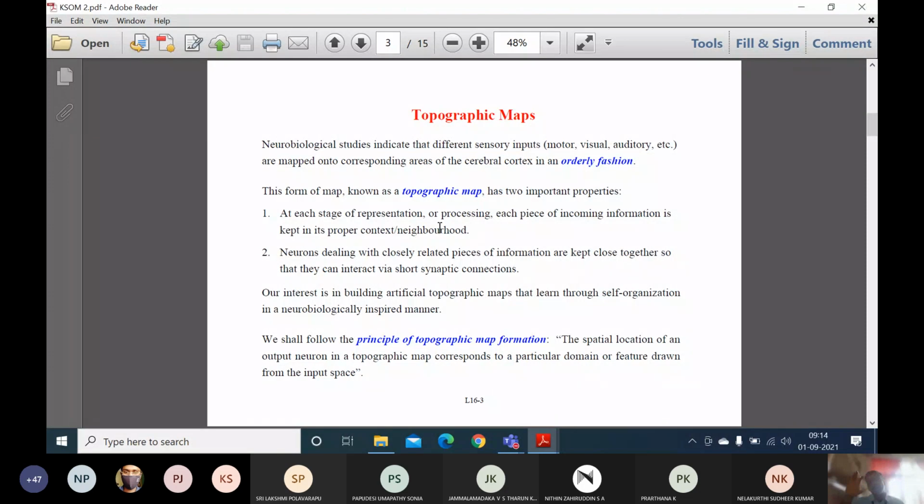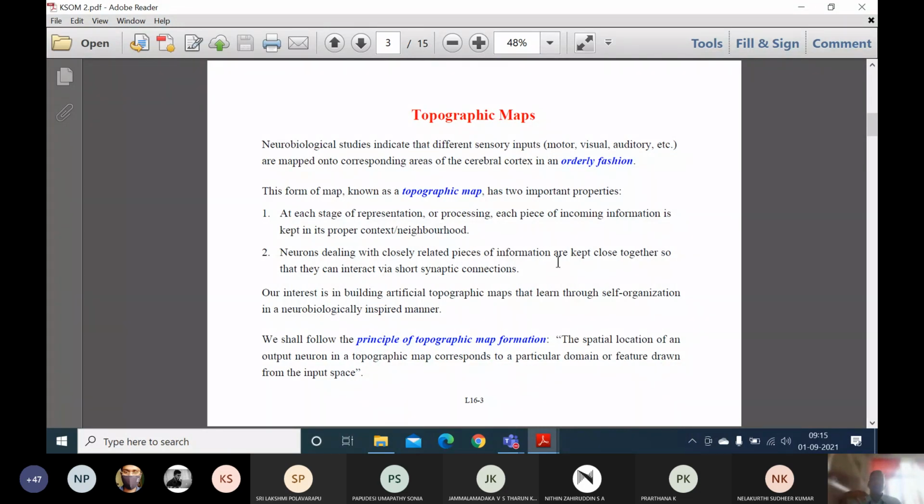Proper context and neighborhood means, for example, scene number 1 I am observing, and I am transferring it to the cerebral cortex of the human brain, and then in scene number 2 I am getting a different thing. Whether scene number 2 is related to scene number 1 or not, that may be considered a neighborhood. If it is related, it will be kept adjacent to it; otherwise it will be kept in different locations. And the next property is that neurons deal with closely related pieces of information.